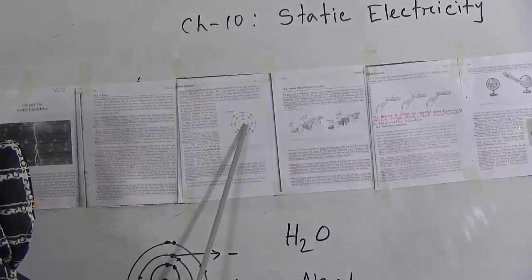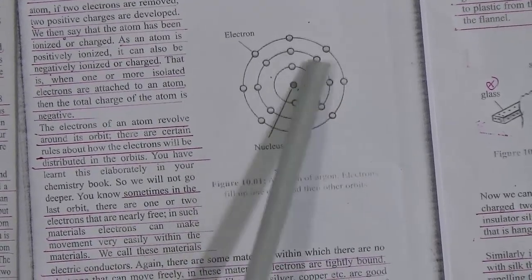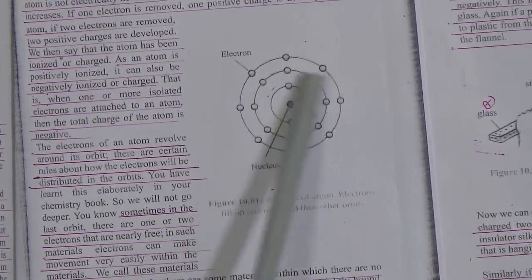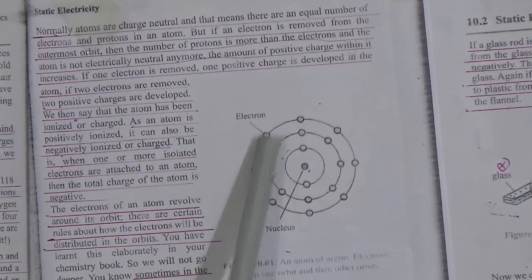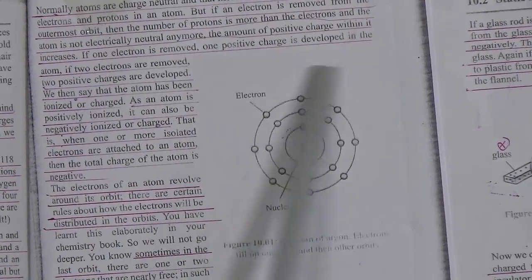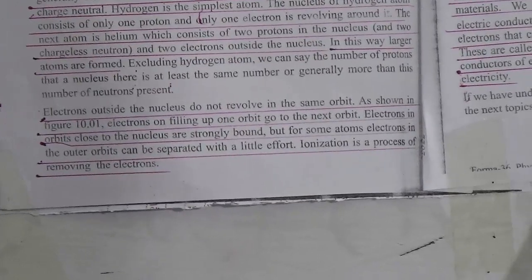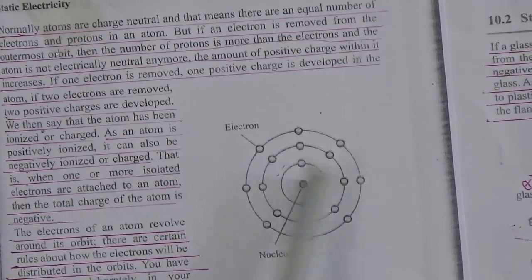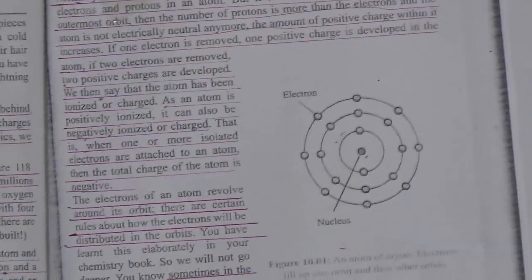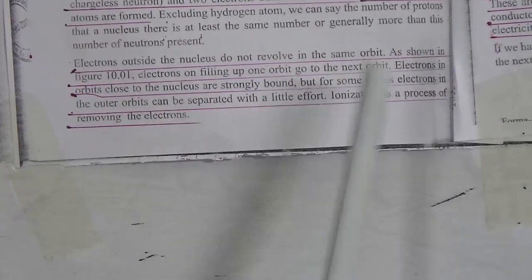In this figure, this is the nucleus and this is the electron. Filling up the first orbit, it will go to the second orbit, and filling up the second orbit, it will go to the third orbit, and so on. Electron orbits close to the nucleus are strongly bound, but for some atoms, electrons in the outer orbit can be separated with a little effort, and ionization is the process of removing the electron.